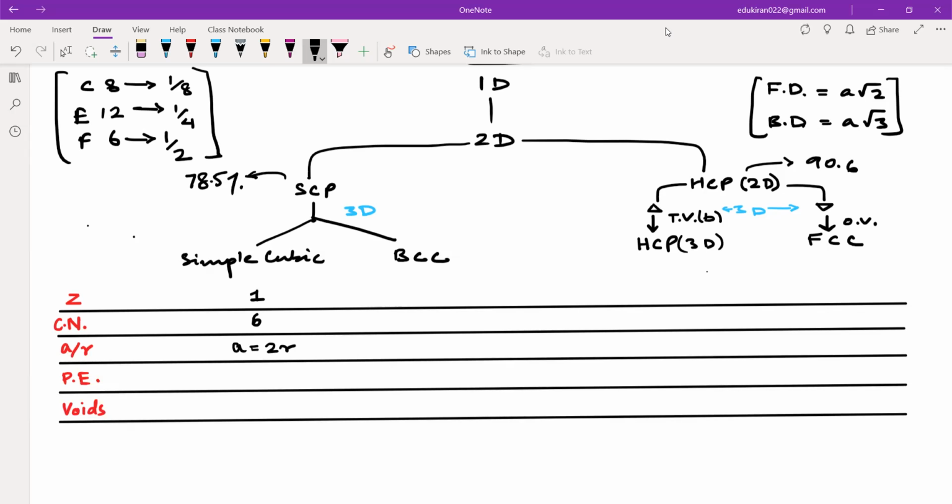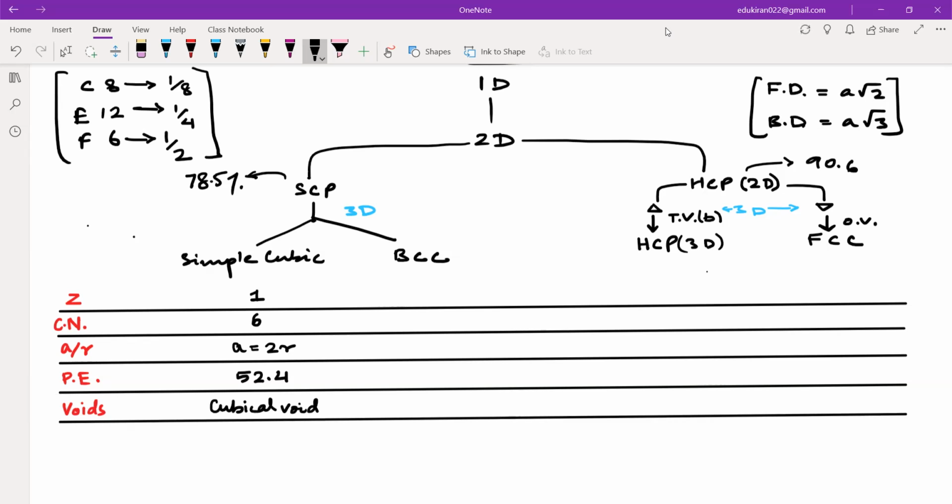Packing efficiency? 52.4%. Yes. And what is the void in simple cubic? Voids are cubical void, I think. Cubical void, yeah. There is a cubical void.